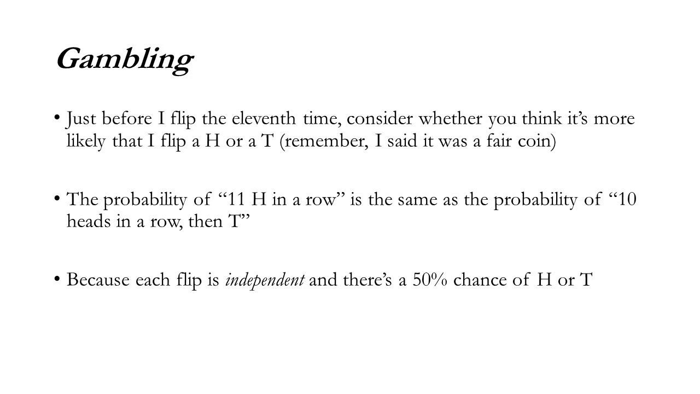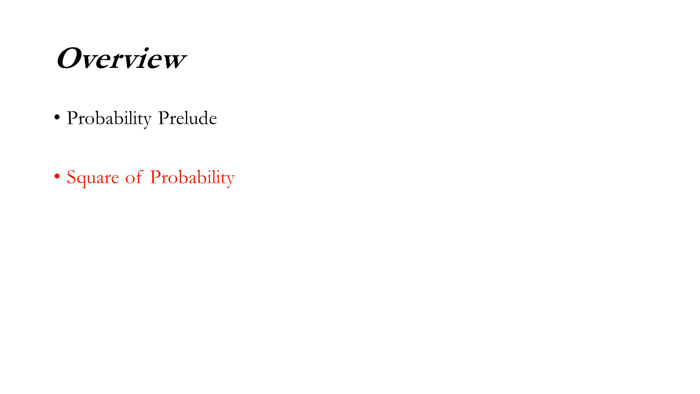Just before I flip the 11th time, consider whether you think it's more likely that I flip a heads or tails. Remember, I said it was a fair coin. The probability of 11 heads in a row is the same as the probability of 10 heads in a row, then tails. Again, because each flip is independent and there's a 50% chance of heads or tails. I mean, not exclusive. Now, let's use this to build a square of probability.